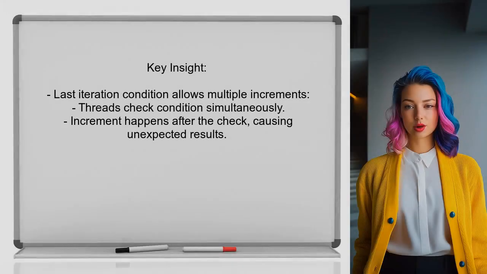The user explains that when the loop reaches its last iteration, all threads see that the condition is still true, allowing them to execute one more increment. This happens because the increment operation occurs after the condition check, leading to unexpected results.